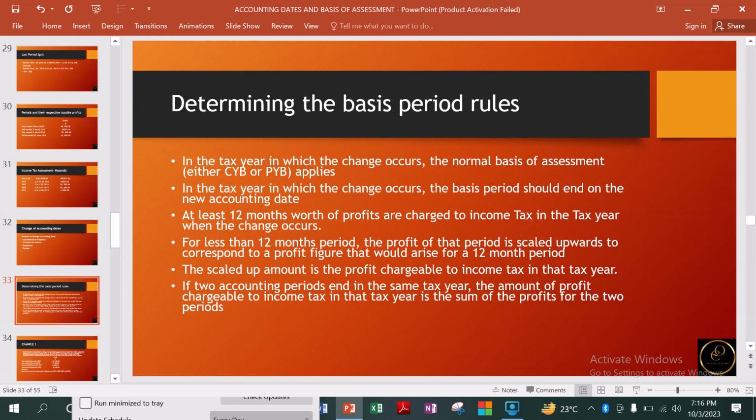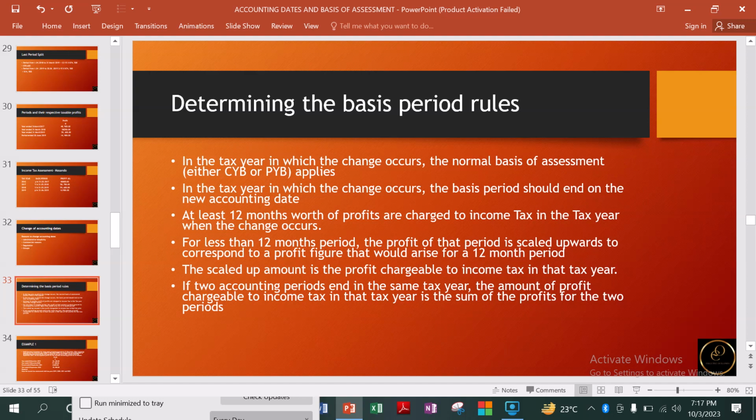Again, we can be confronted with a situation where you have a period of less than 12 months. What do we do in this particular case? Where you have less than 12 months' worth of profits or period, the profit of that period is scaled upwards to correspond to a profit figure that would arise for a 12-month period. Okay? So what does it mean?